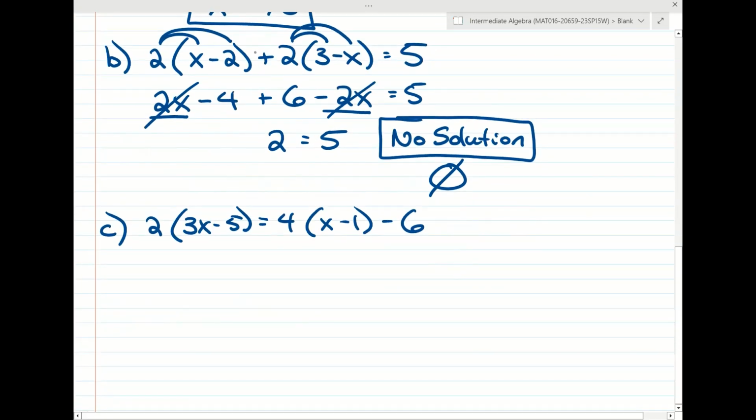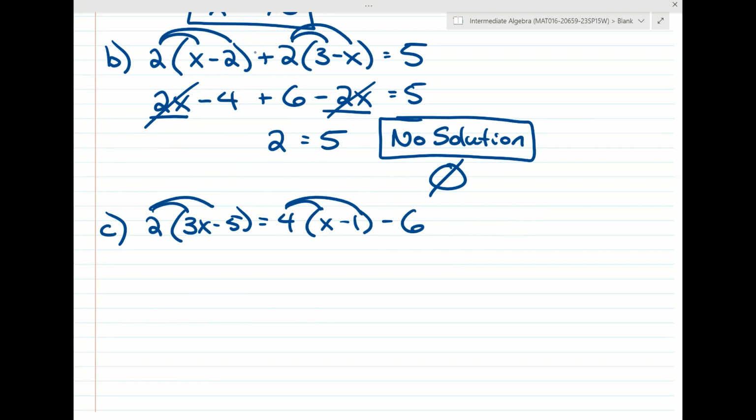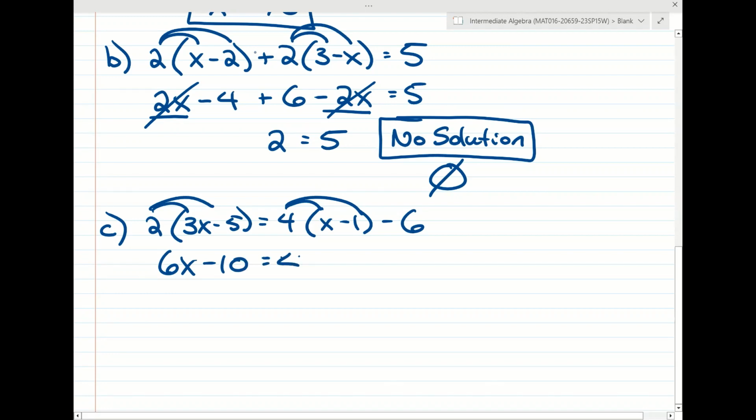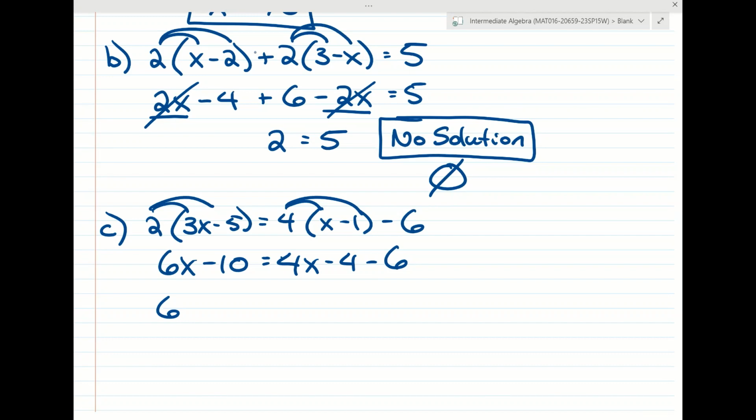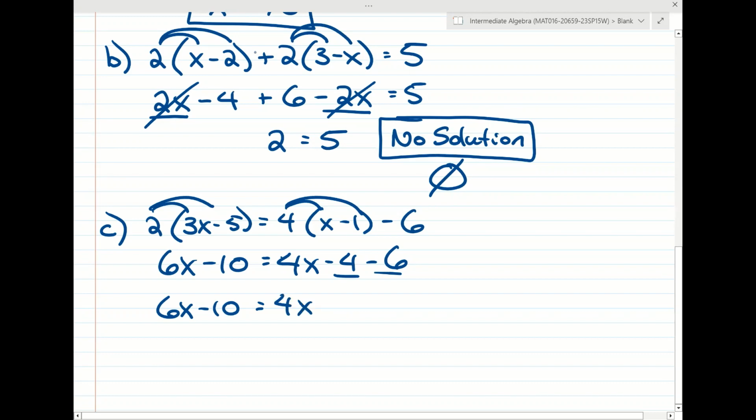Okay, well, just like before, just multiply the numbers outside the parentheses. All right. 2 times 3 is 6x minus 10. 4 times x is 4x minus 4. Combine our like terms. It looks like the left side is fine the way it is. The right side, -4 minus 6 is just -10.